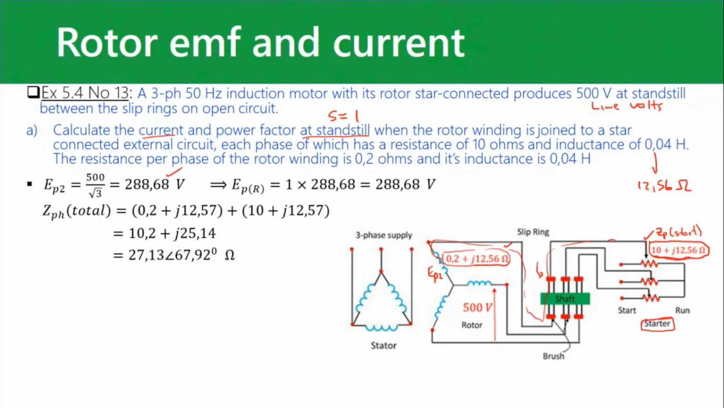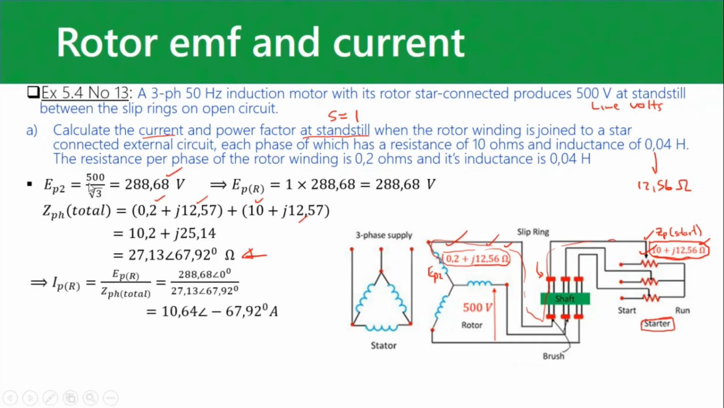So the Z would be, now we add this 2 to this 10 over here, the resistances, and the reactances, 12.56 and 12.56. Oh, why have I got 7 there? Okay, it doesn't matter. You get the picture. Anyway, we add those, and then now we've got the total impedance in that rotor circuit at startup. That's it. Then we just work out the current.